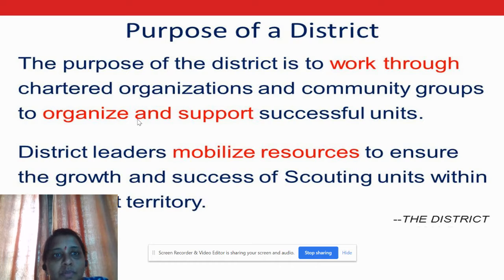Now, what is the purpose of a district? A district is where many community groups are organized and they mobilize resources for the good functioning of the districts, which is very good for the growth and success of sorting units within the district territories.